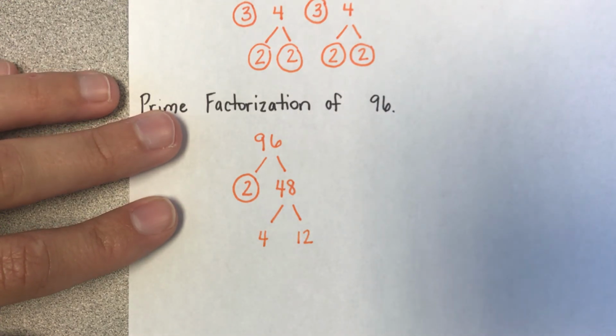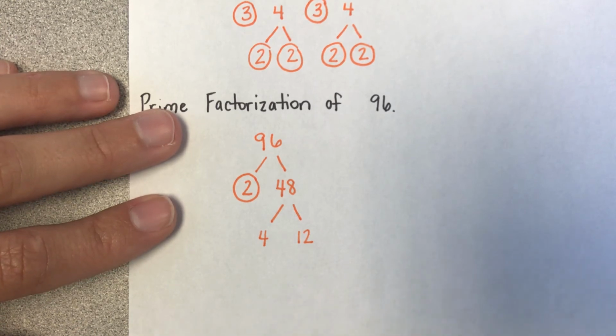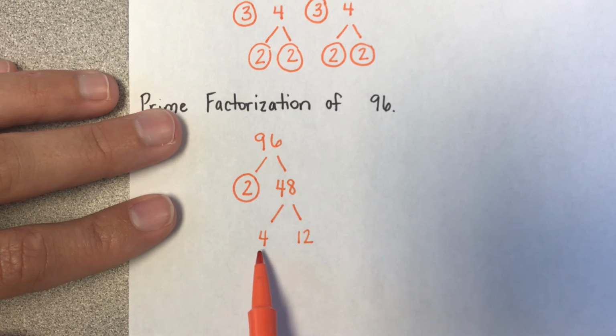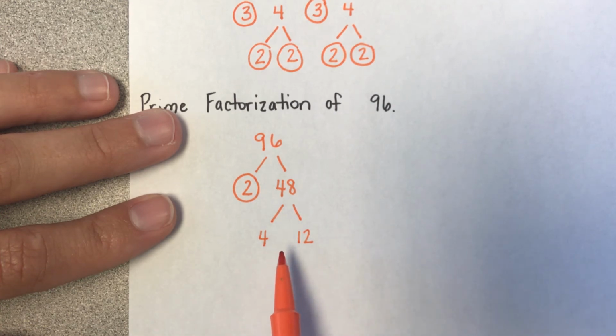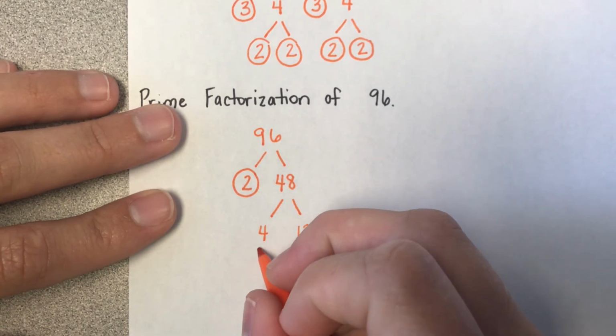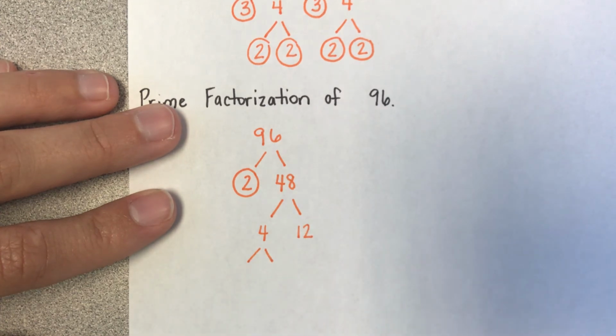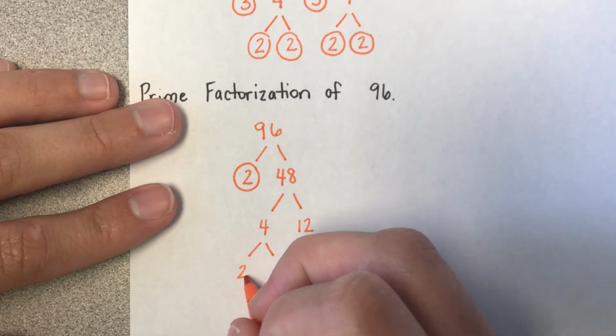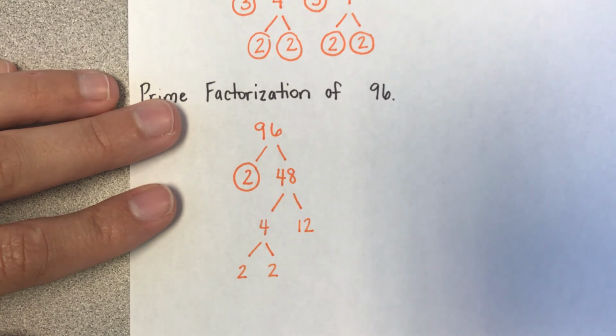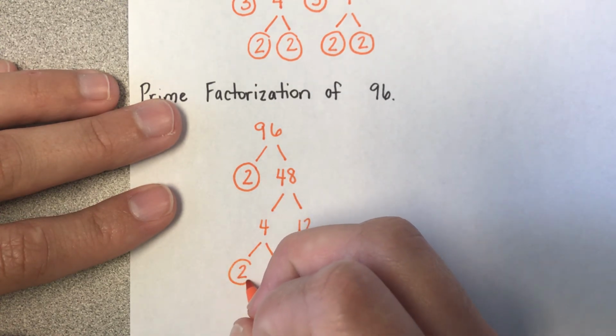Once again, you could have picked something else. You're still going to get the same answer. Remember, don't pick ones. Steer clear of those. 4 and 12, are either one of those prime? No, they're not, which means I can break them down more. What gives me 4? That would be 2 times 2. And I know that 2 is prime, so I'm going to circle it.